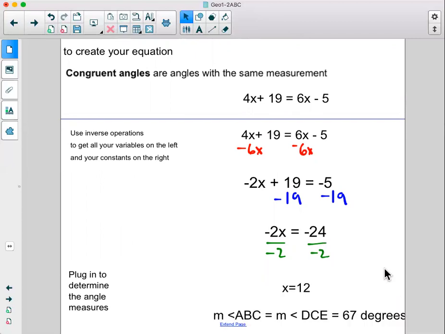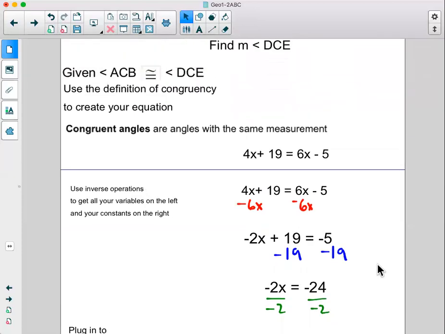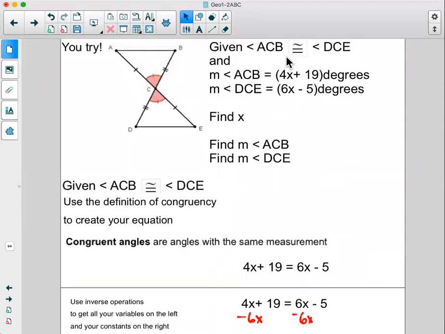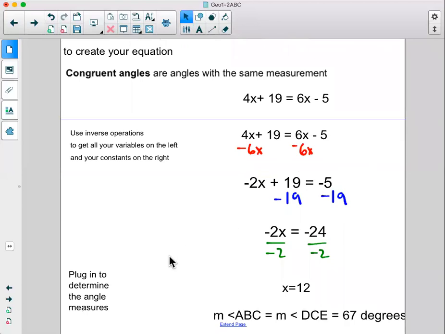And then we can plug that in to figure out our angle measurements. And I would do the check step of plugging it into both algebraic expressions to make sure you get the same thing. Because if you did it right, you should be able to plug in and they should be the same because we're told they're congruent. So that's a good way to check.